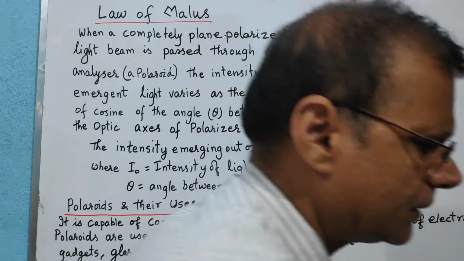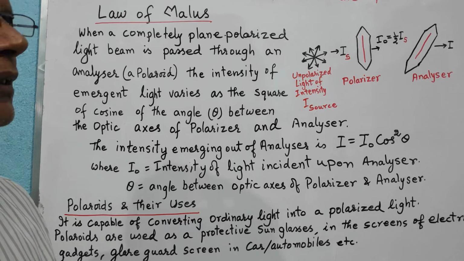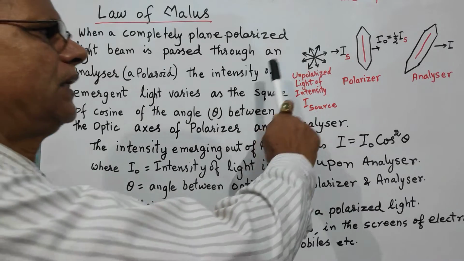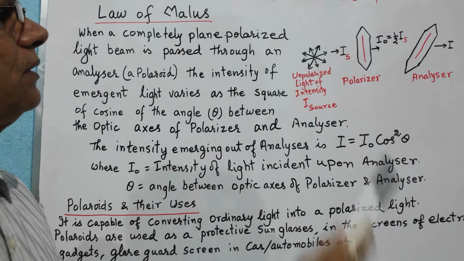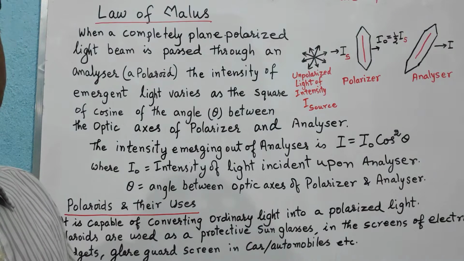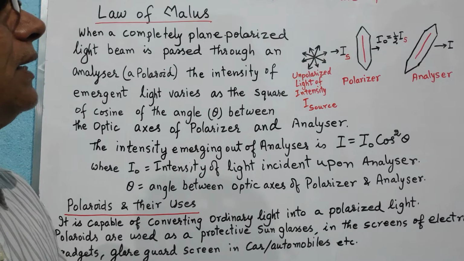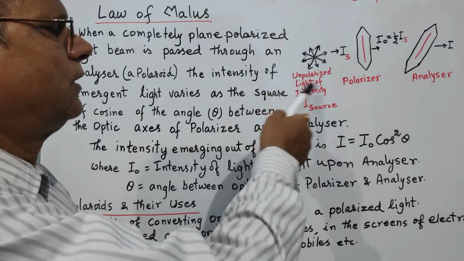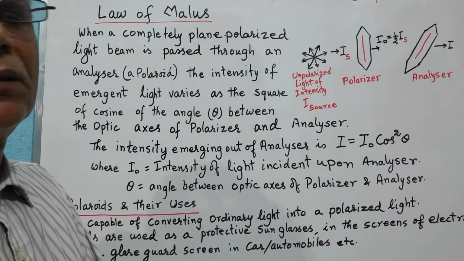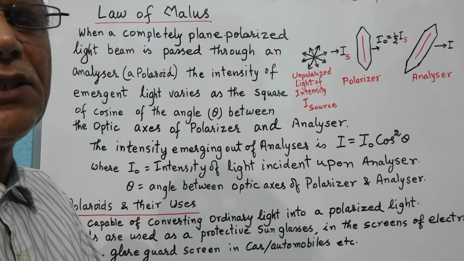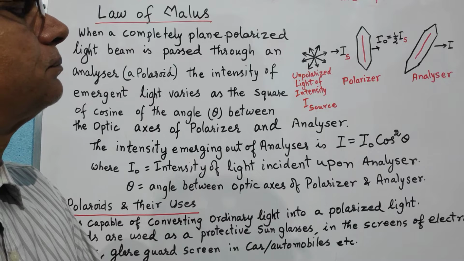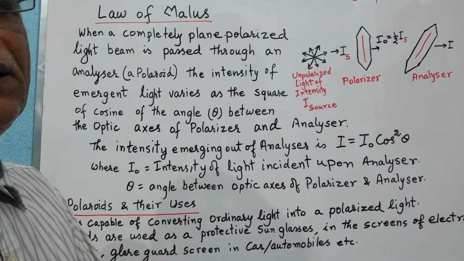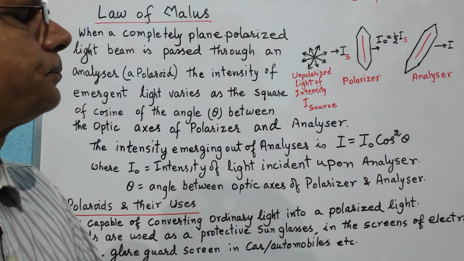So now let us understand what is the law of Malus. Well, when we allow some ordinary light to pass through a polarizer, the emerging light is plane polarized, since the ordinary light has uniformly, randomly distributed electric fields in the plane perpendicular to the direction of propagation.